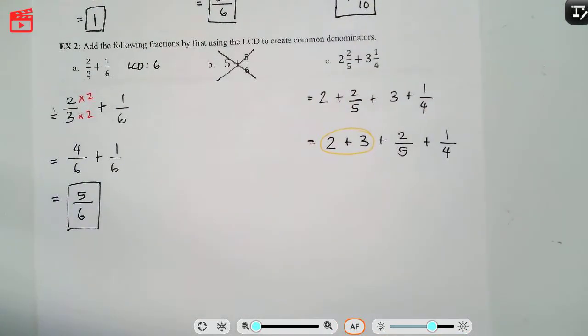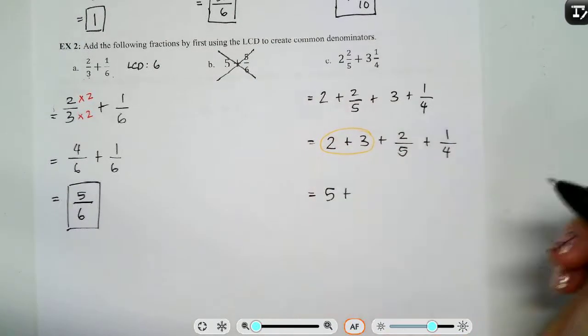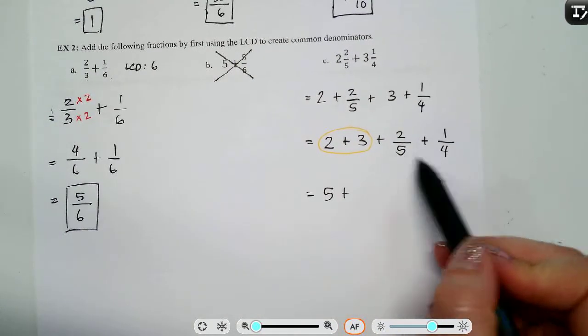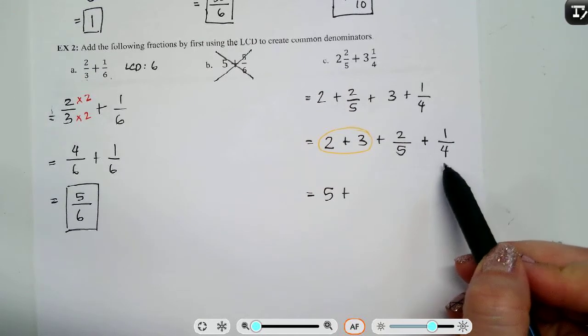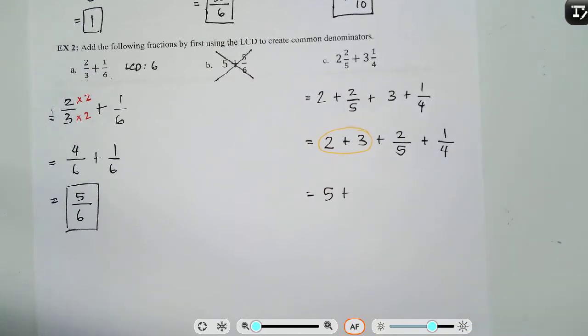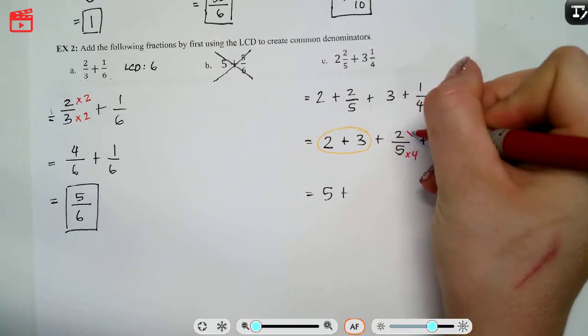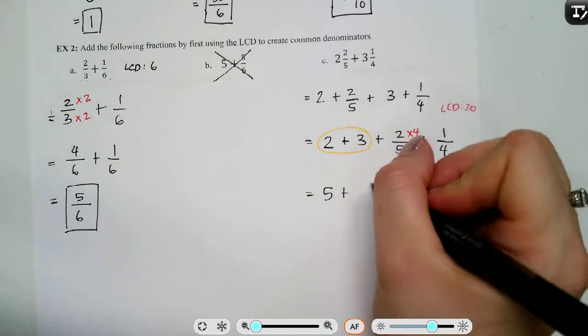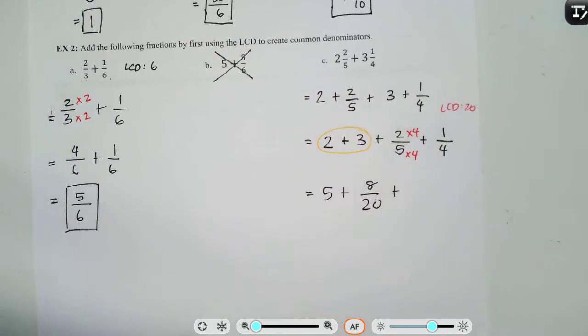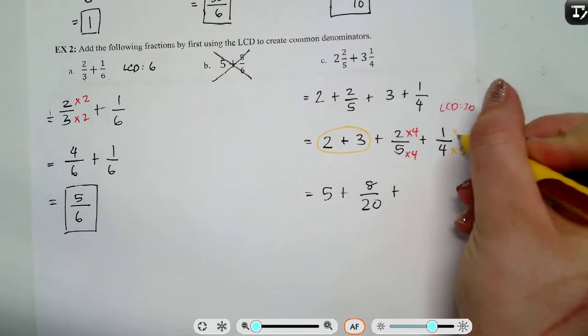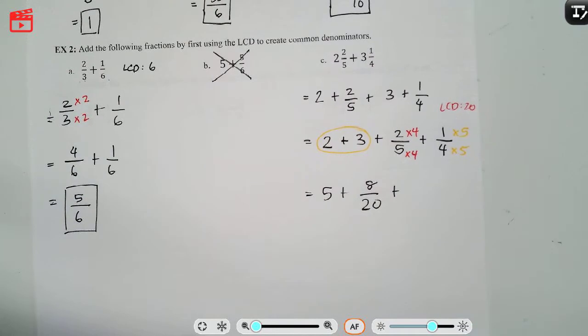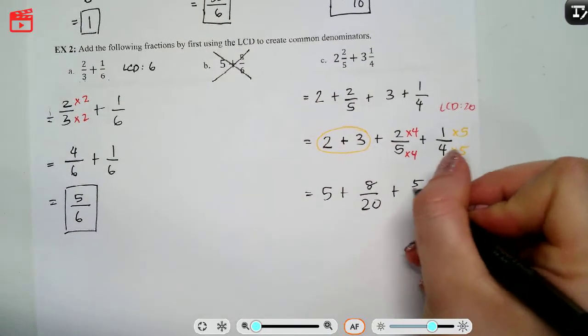2 plus 3 is 5. And then let's see, can we add these fractions? Not yet. They don't have the same denominator. So we need to create a same denominator. Let's see, lowest common denominator is going to be 20. So multiply by 4, 8 over 20, plus, to make the 4 look like a 20, multiply by 5 and by 5. And we get 5 over 20.